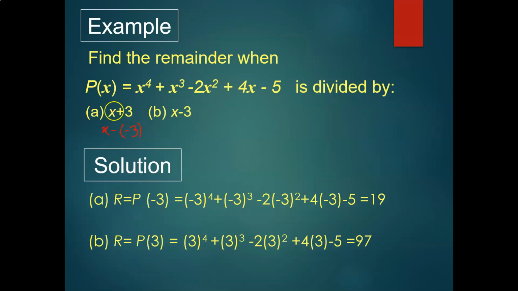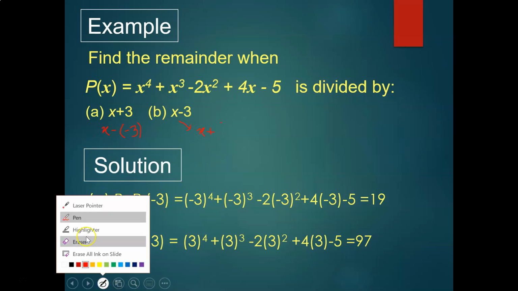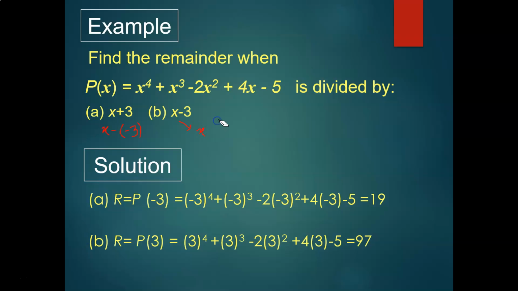x minus negative 3 becomes x plus 3. And for the other one, you can write it back as x minus positive 3, like that.